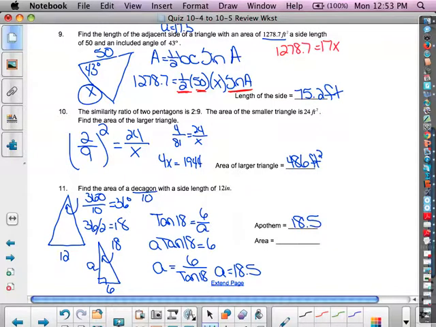Then I'll find the area. Area, remember, is equal to 1/2 the apothem times the perimeter. So 1/2 of 18.5 times, it's a decagon, so that's 10 sides. Each side is 12 inches long. When you calculate that out, you should get approximately 1,110 inches squared.